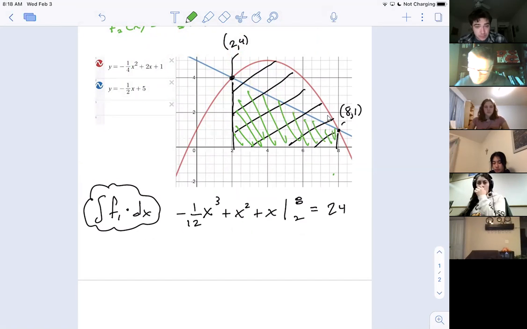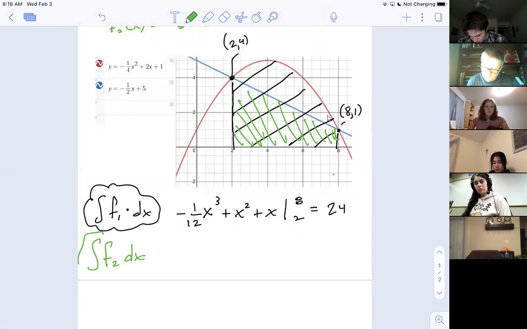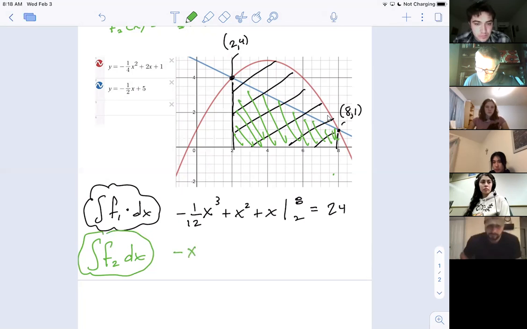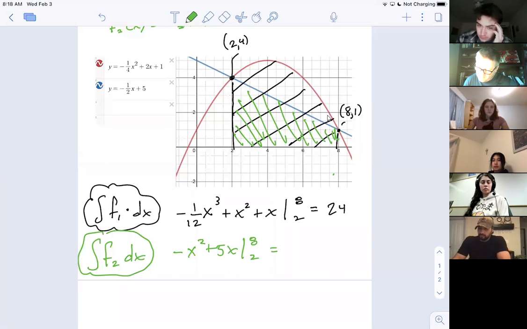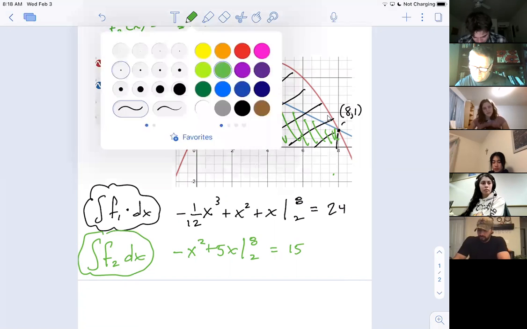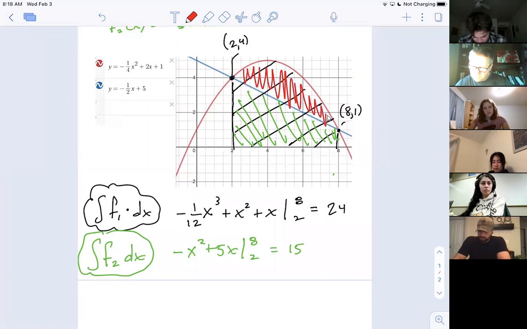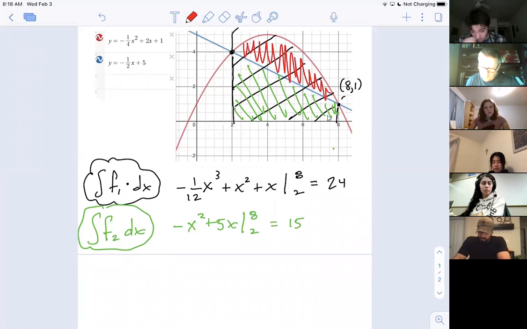Now we want this green area, which would be the area under the F2 dx graph. That's an easy integral to take, or as Eve said, just do it manually. You get negative x squared plus 5x, also evaluated at 8 and 2. If Martin is right, thinking the answer is 9, you got 15 for this. Is that true? Yeah. Okay. So if I go back then, the red area would be 24 minus 15 equals 9.